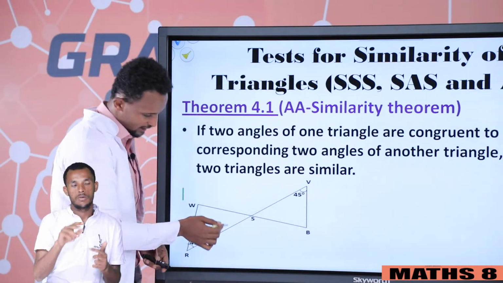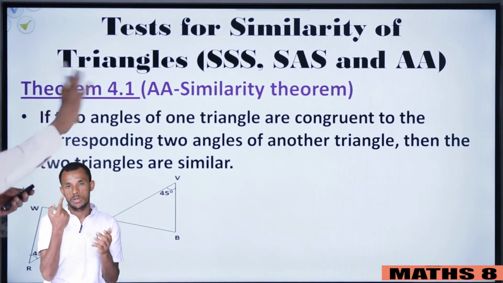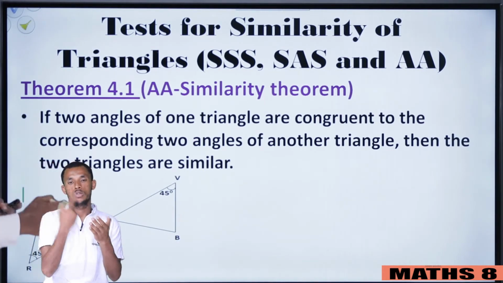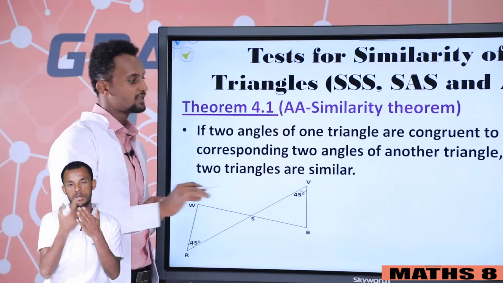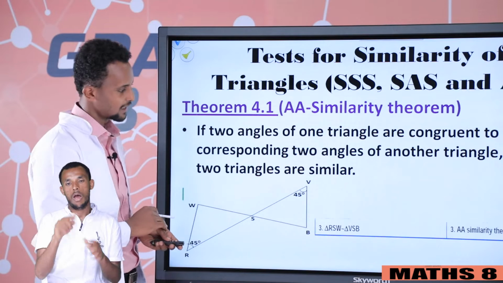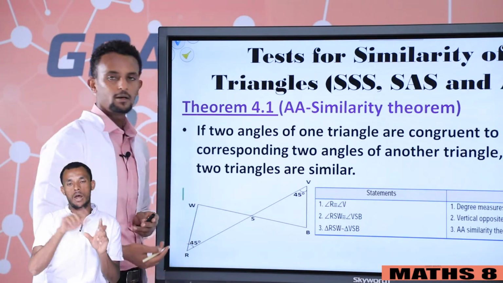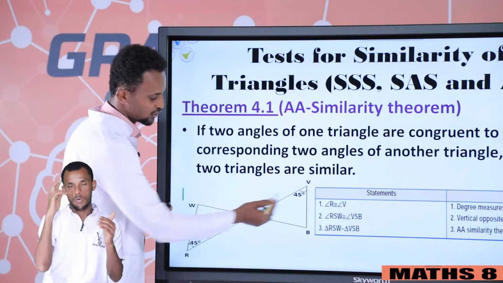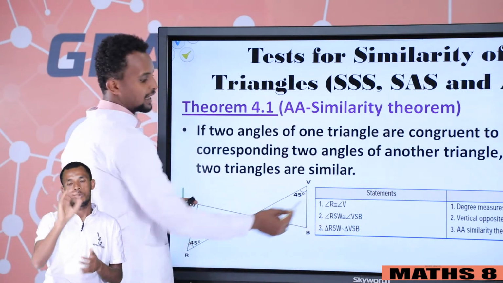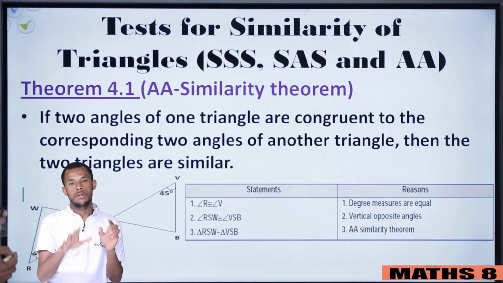So these two triangles, are they the same or are they similar? Using simply this theorem. If you want to check using the definition, you have to check 6 things. But simply using theorem 4.1, that is angle similarity, let's say angle R and angle V are equal because their angle measurement is already given, that is 45 degrees. Angle R is congruent to angle V because their angle measurement is 45 degrees.